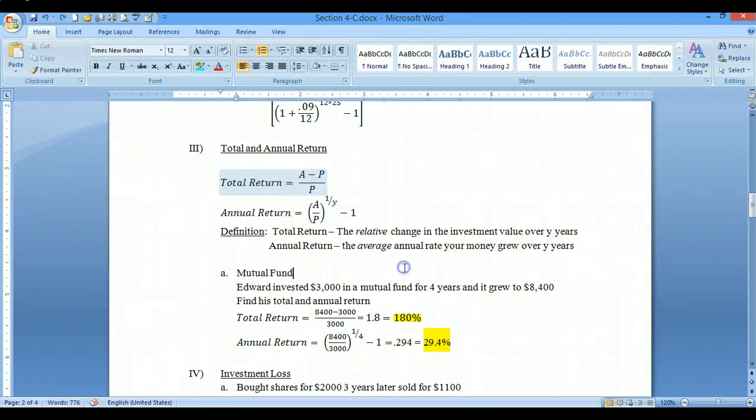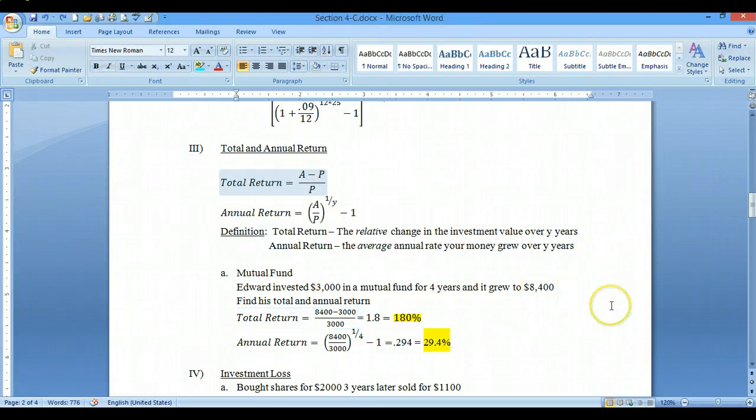So let's go to our first example, mutual fund. Edward invests $3,000 in a mutual fund for 4 years, and it grew to $8,400. Find his total and annual return. The total return, remember it's that relative change. It's the exact same formula. New minus old over old.